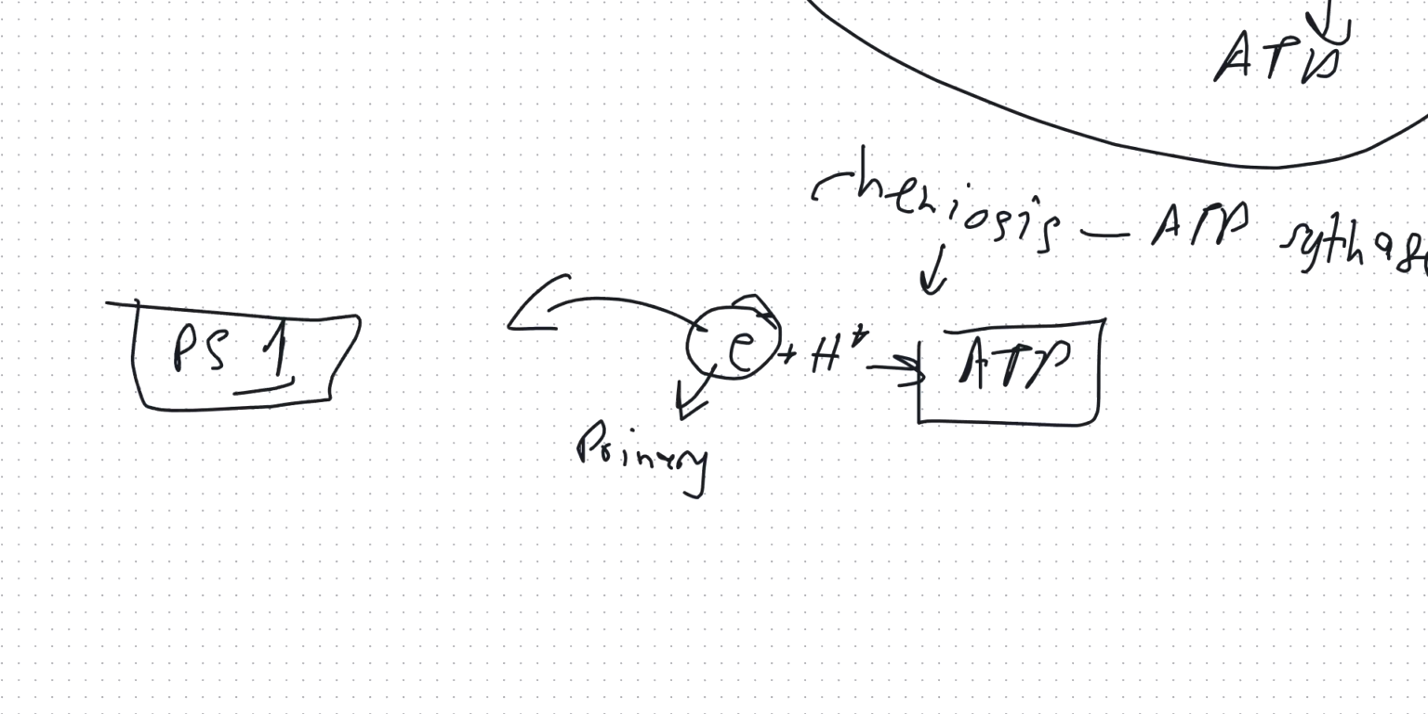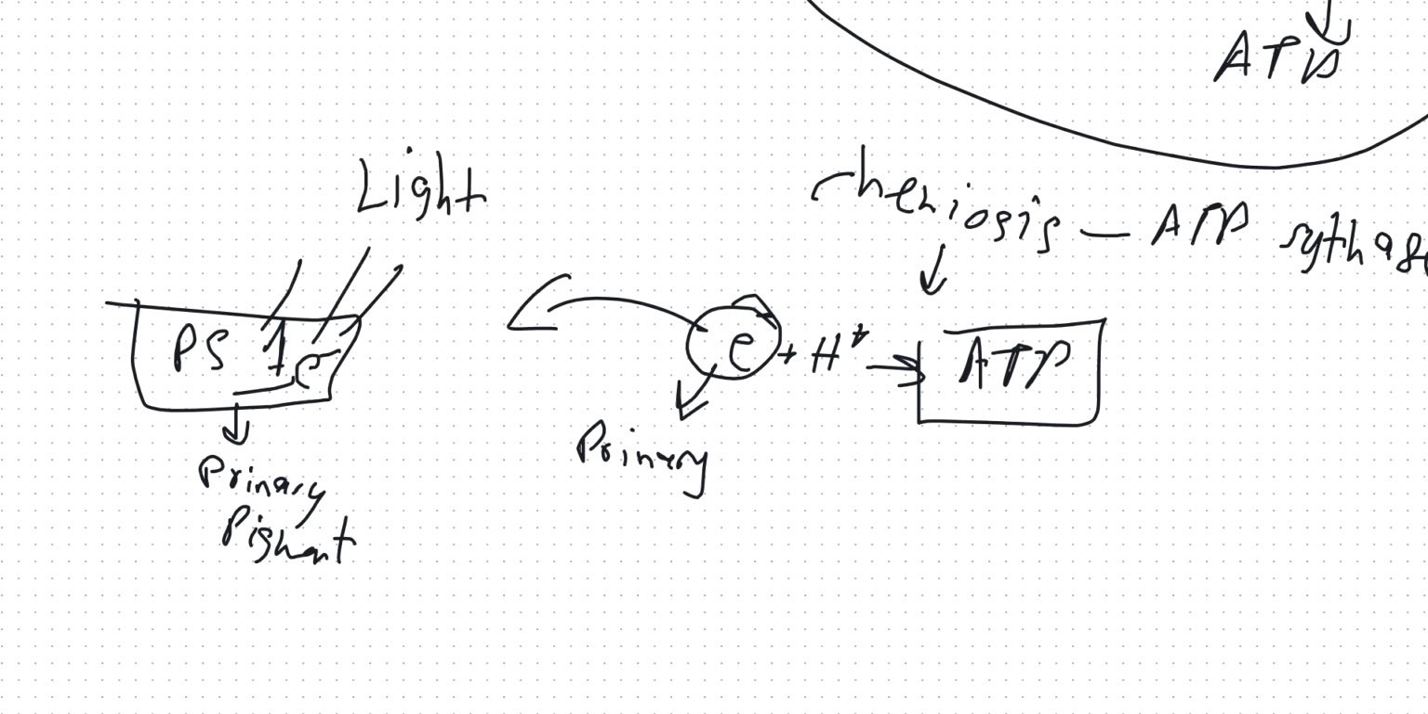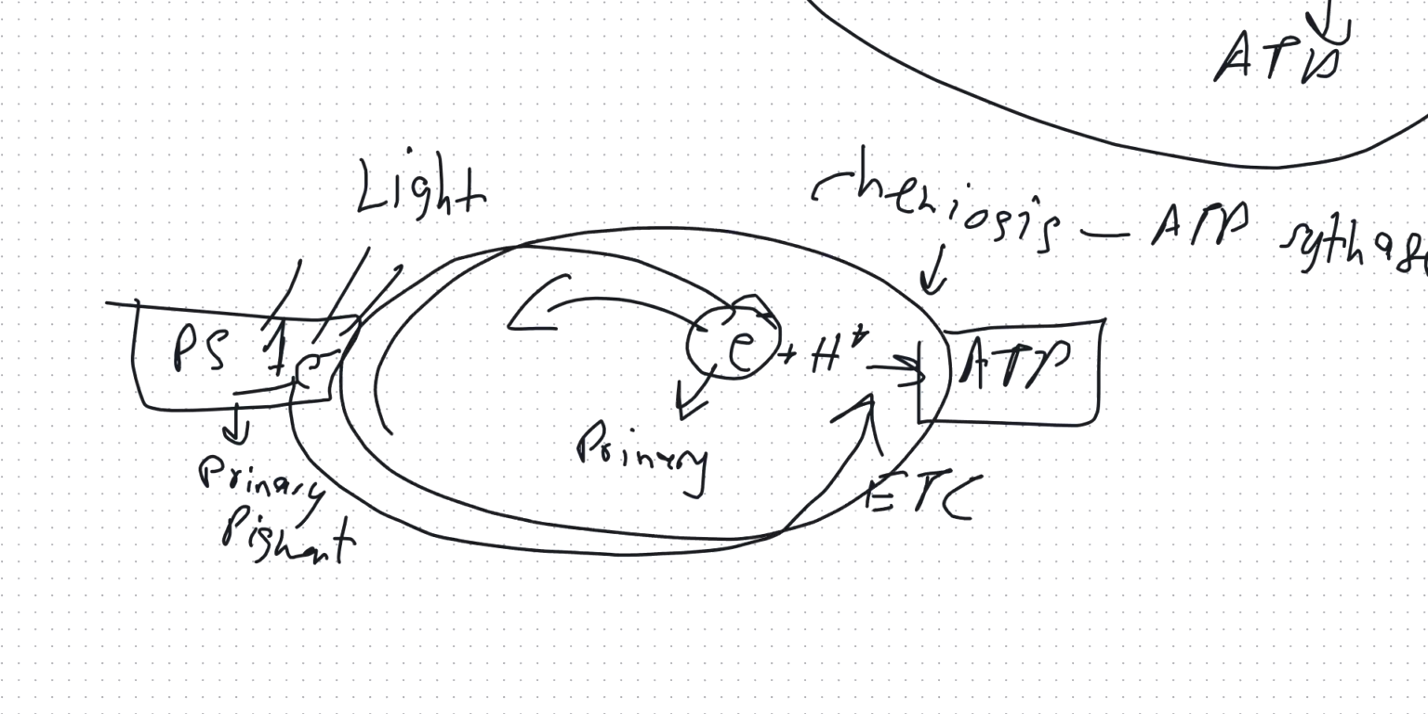Photosystem 1 is basically the primary pigment. Here, the electrons get light energy, they get excited, and they go back to the electron transmission chain and again synthesize ATP. So this is a complete cycle, where electrons are energized and de-energized. Because of this, it's called cyclic photophosphorylation. This reaction is known as cyclic because of these electrons.